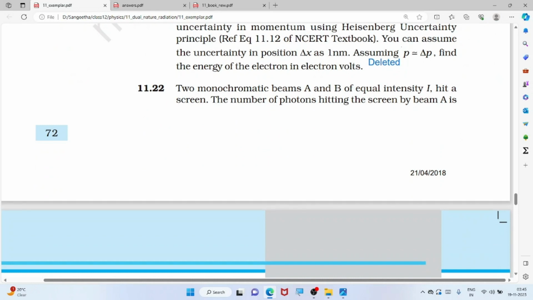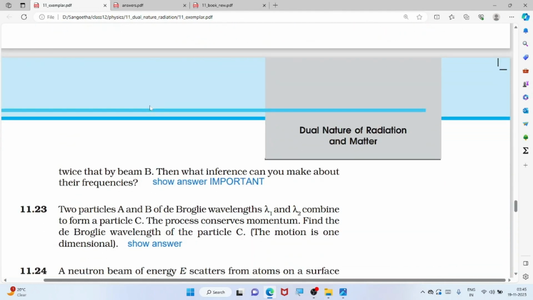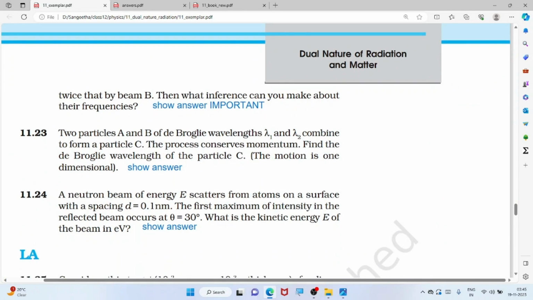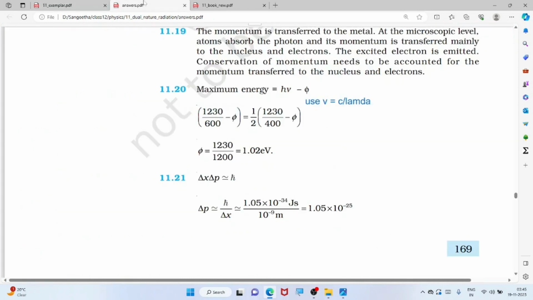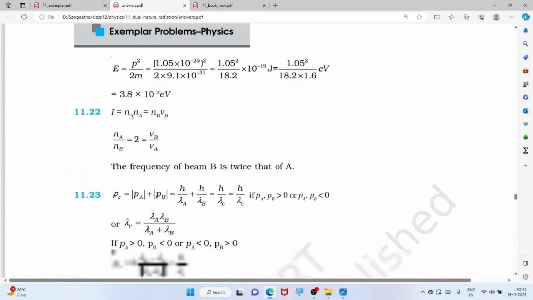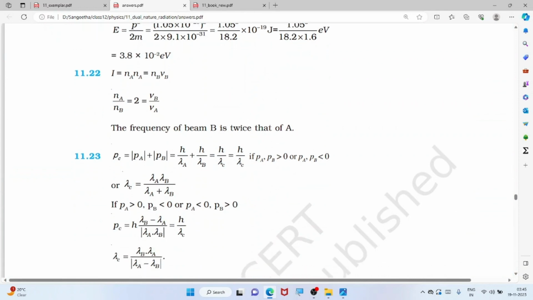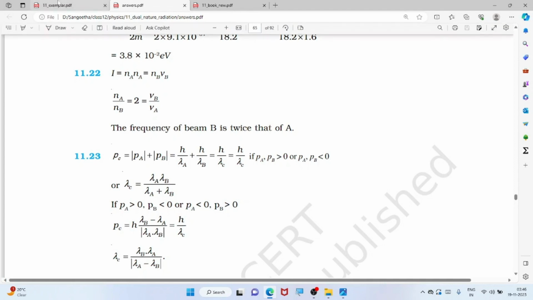Two monochromatic beams of equal intensity hit a screen. The number of photons hitting the screen by beam A is twice that of beam B. Then what inference can you make about these frequencies? The frequency of beam B is twice that of beam A. The intensity is equal, so the number of photons times the frequency is equal. Then the frequency of beam B is twice the frequency of beam A. Is it important?